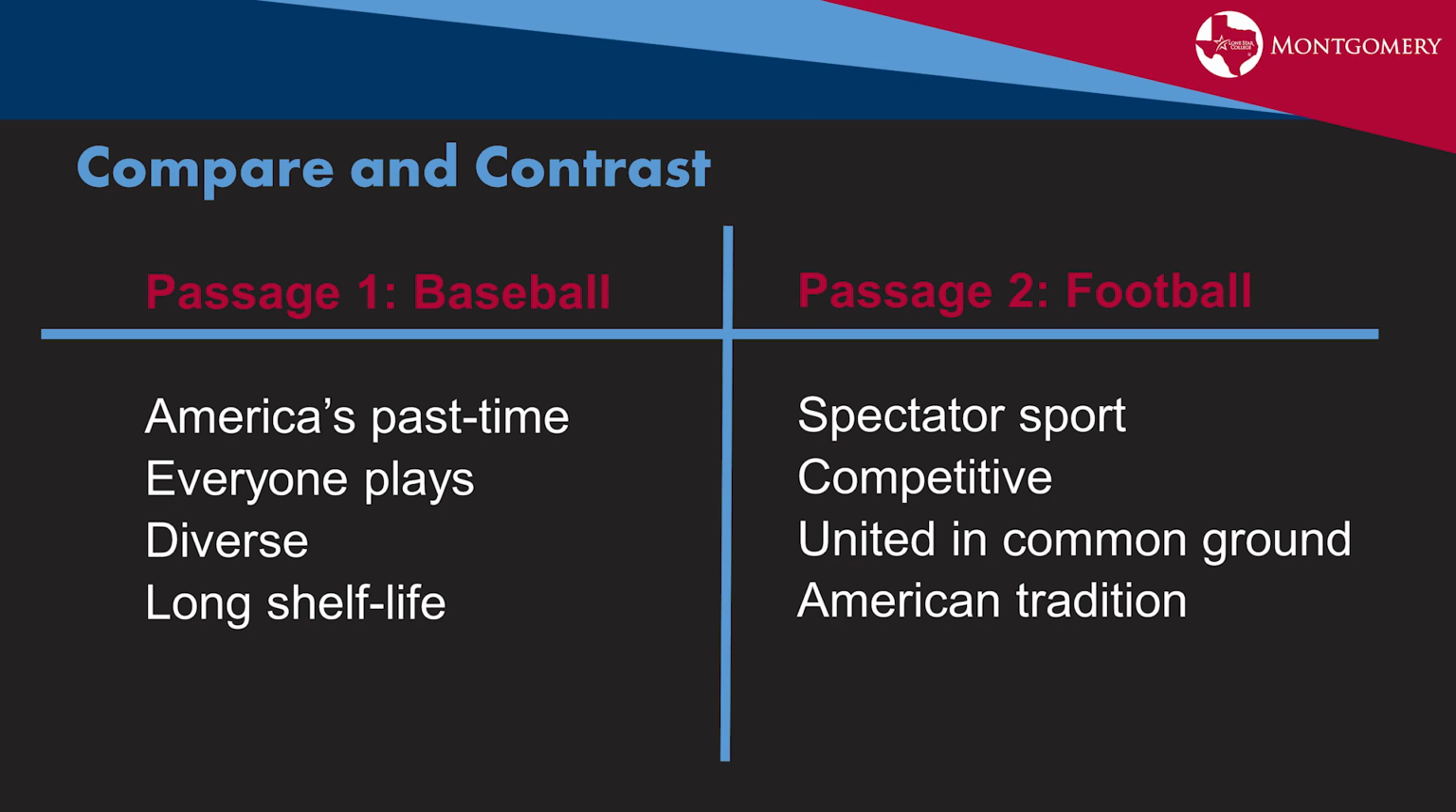You're going to go through those two passages, and you're going to pull keywords and main points from those passages so that when you're going back through and you're comparing and contrasting them, you have your information already written. So I went ahead and put some of those down for you to make it a little easier as we're going through. So for baseball, we have America's pastime. Everyone plays. It's diverse. It has a long shelf life. For football, we have it's a spectator sport. It's competitive. It's united in common ground, and it's an American tradition.